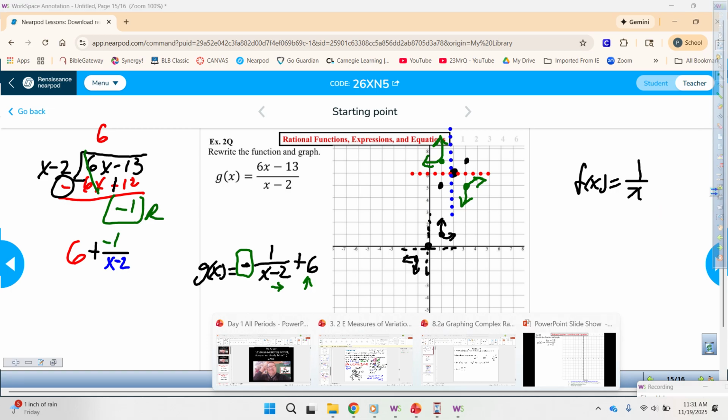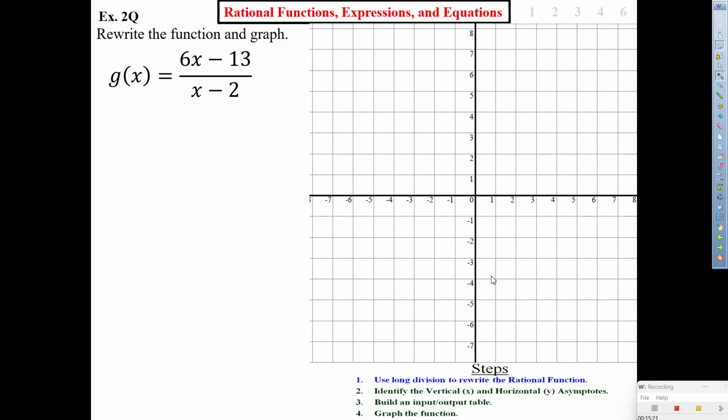All right, here goes another one. Turn your paper over to the next graph paper.